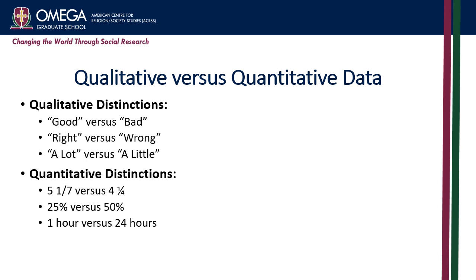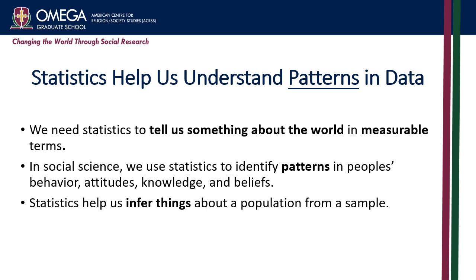These are numerical distinctions. Qualitative distinctions tend to be more values-based and subjective, whereas quantitative distinctions tend to be more objective. We often use the word empirical to refer to quantitative research. Statistics help us understand patterns in data. We need statistics to tell us something about the world in measurable terms, and that's why it needs to be quantified or numerical. In social science, we use statistics to identify patterns in people's behavior, attitudes, knowledge, and beliefs. And statistics help us infer things about a population from a sample, and we'll be talking about that in just a moment.